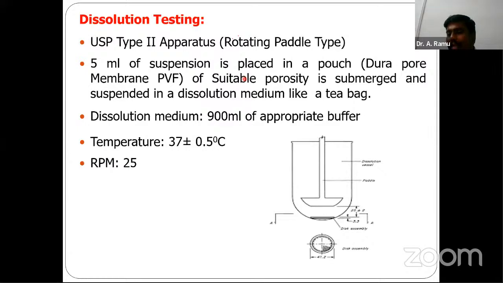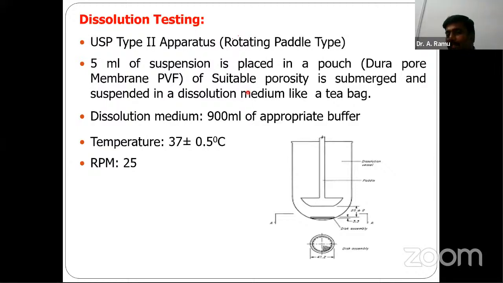So periodically you can withdraw the samples and replace them with a fresh volume of the dissolution medium that is maintained under similar conditions. Here the purpose of replacing is to maintain sink condition during the dissolution studies. In vitro dissolution studies ought to always be performed under sink condition, since in vivo dissolution takes place under sink condition only.